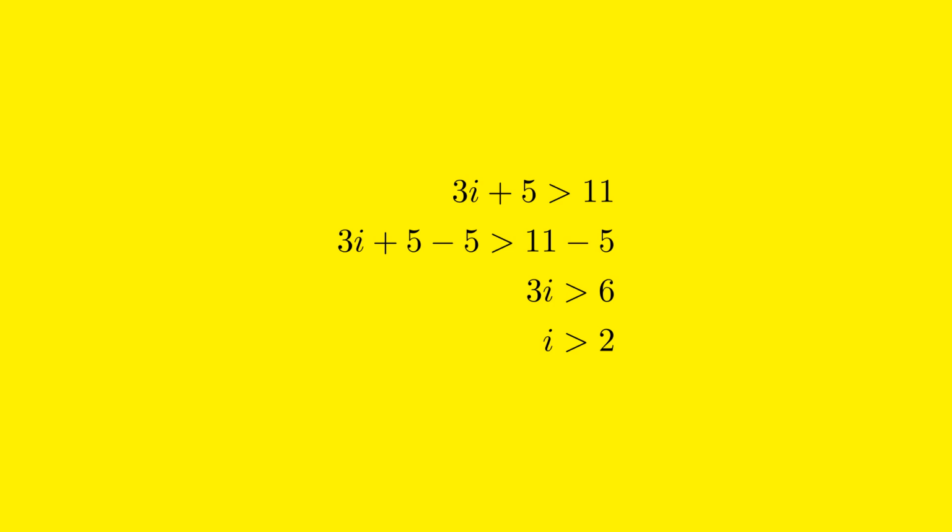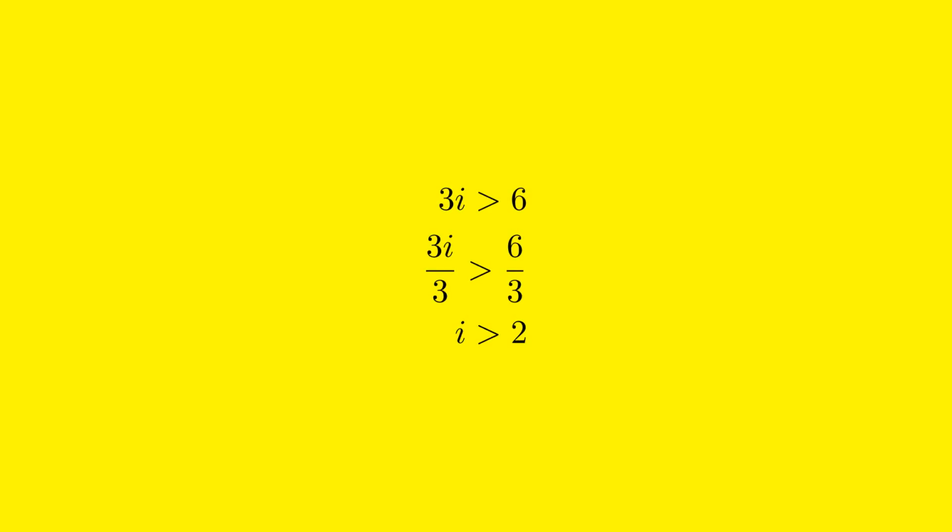Let's do the subtraction. 3i plus 5 minus 5 is greater than 11 minus 5. Simplifying this, we see that 5 minus 5 is 0, so we're left with 3i on the left side. On the right side, 11 minus 5 is 6. So now the inequality changes to 3i greater than 6. In the next step, we will solve for i by isolating it further. The interval notation form of the solution will be explained in following steps.